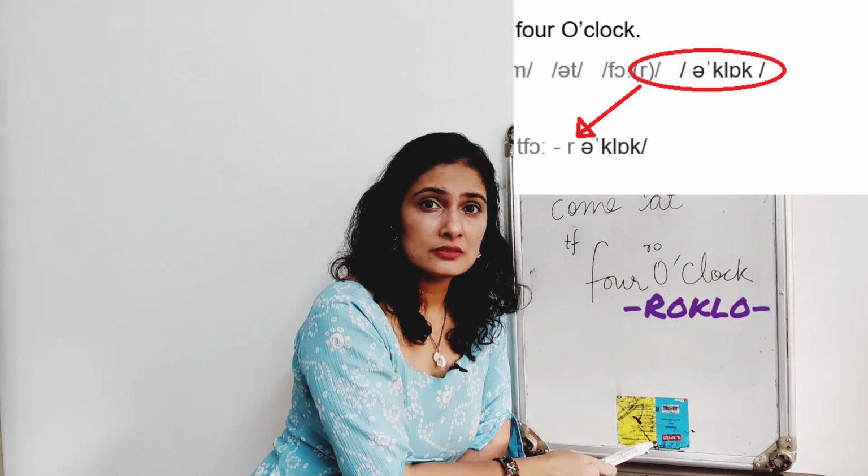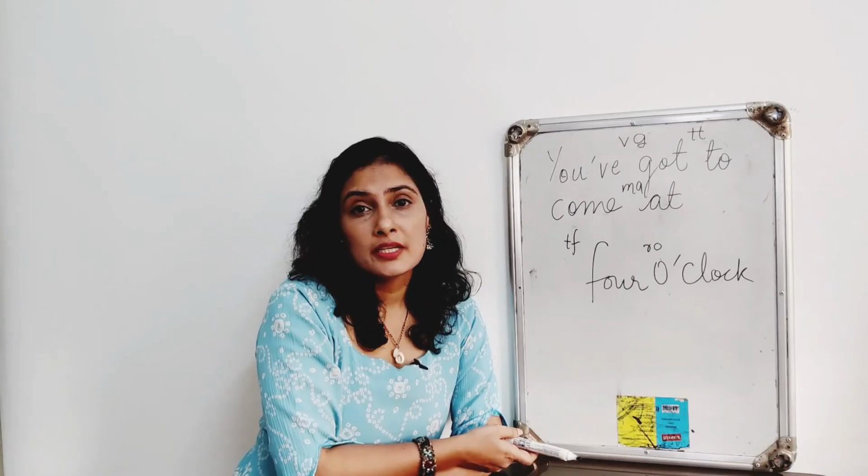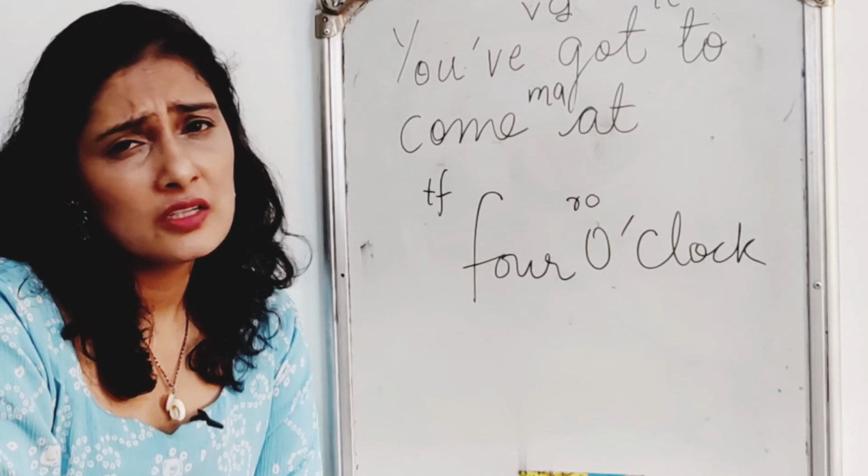4 o'clock. O'clock. O, vowel into a consonant. Simple enough. Now word connection is so easy. You've got to come at 4 o'clock. And of course, the main information is 4 o'clock. You need to stretch that a little bit more. You've got to come at 4 o'clock.